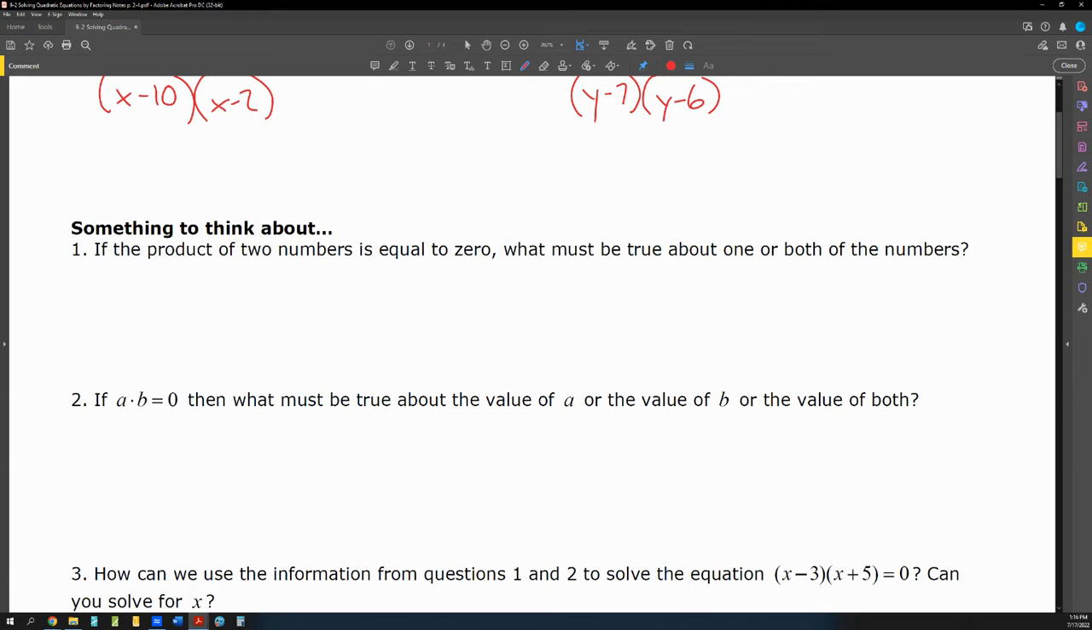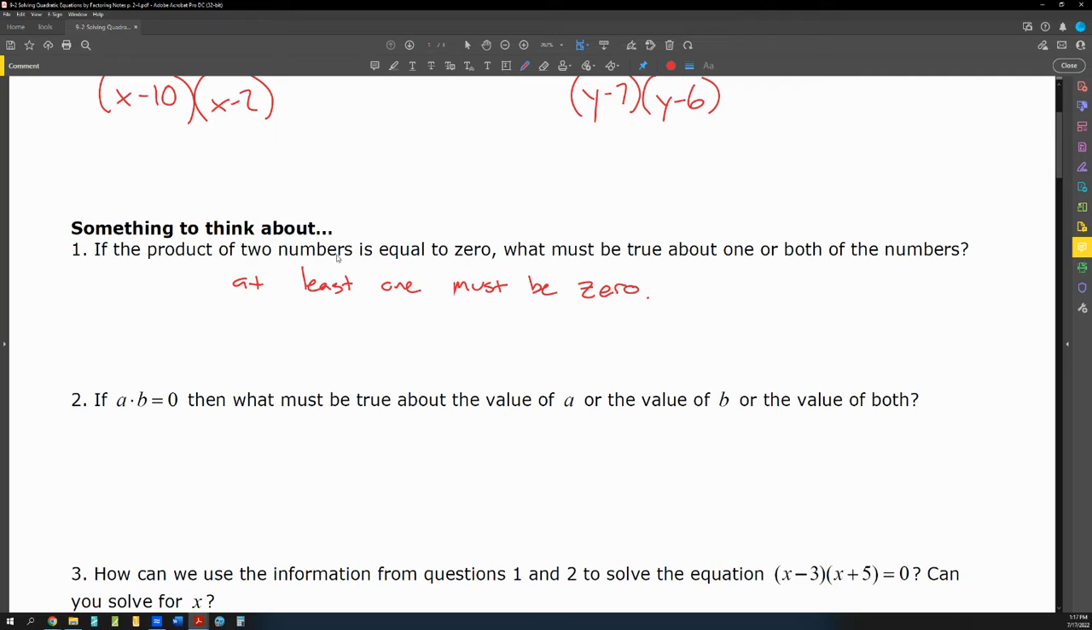If the product of two numbers is equal to 0, that tells me that at least one of those must be 0. Right? Anything times 0 or 0 times anything is equal to 0. That product is 0. Okay, so now let's generalize.